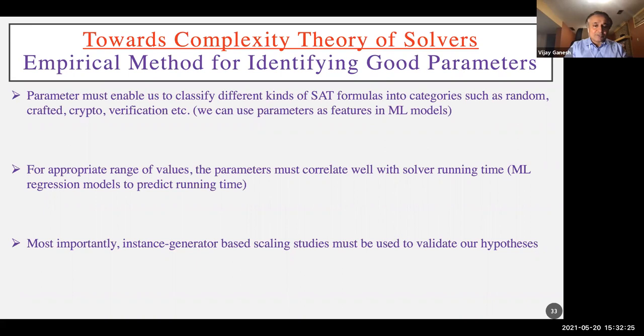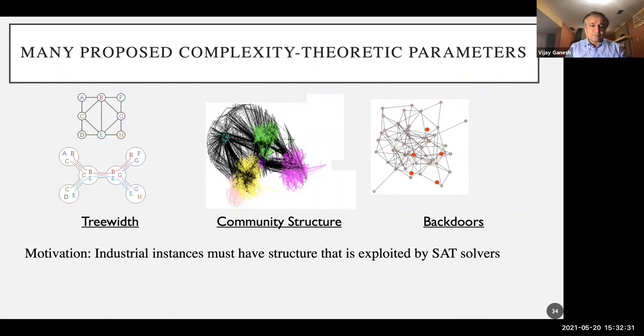In this setting, theorists have proposed a variety of parameters such as backdoor, for example, or treewidth. The idea behind treewidth is you take the graph of a Boolean formula, and then you ask, how close is it to a tree? The closer it is to a tree, the conjecture is that the easier the formula would be.